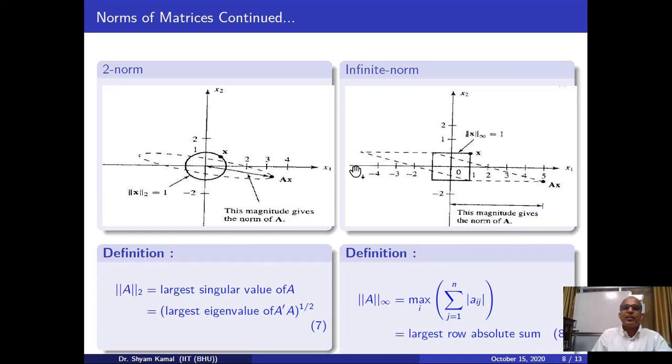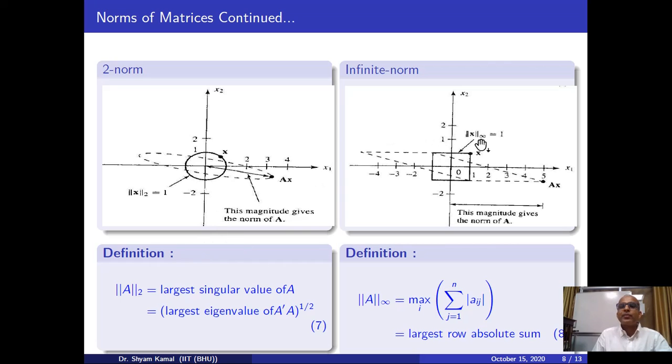Similarly, now you can see the 2 norm. In the case of the 2 norm, suppose you are in two-dimensional space, you keep the column norm as 1, so that is x1 squared plus x2 squared, and that is a circle. Again, if you apply A, then some deformation comes into the picture. The magnitude of the largest radial deformation will give you the 2 norm. So it is the largest singular value of A, or the square root of the largest eigenvalue of A transpose A, where this represents the transpose. In this way you are able to calculate the A 2 norm, and this is the geometrical picture.